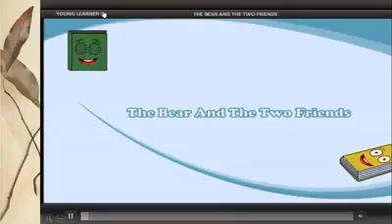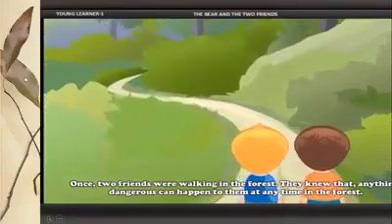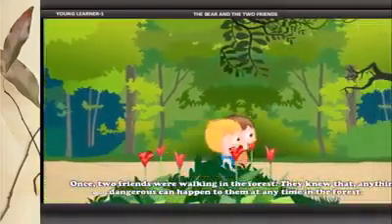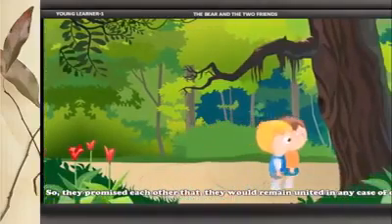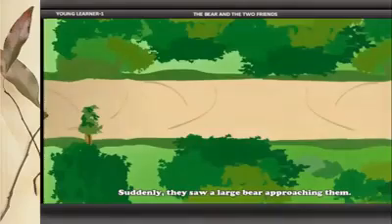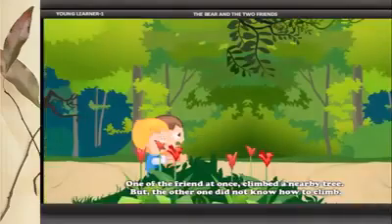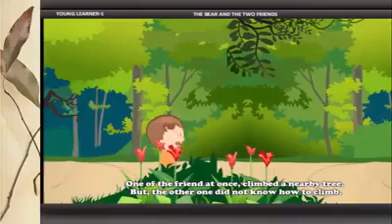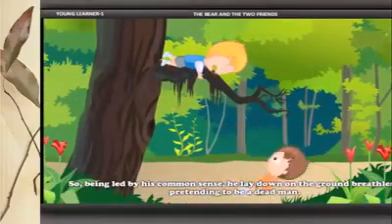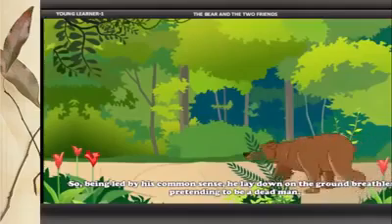The Bear and the Two Friends. Once, two friends were walking in the forest. They knew that anything dangerous can happen to them at any time in the forest. So, they promised each other that they would remain united in any case of danger. Suddenly, they saw a large bear approaching them. One of the friends at once climbed a nearby tree, but the other one did not know how to climb. So, being led by his common sense, he lay down on the ground breathless, pretending to be a dead man.